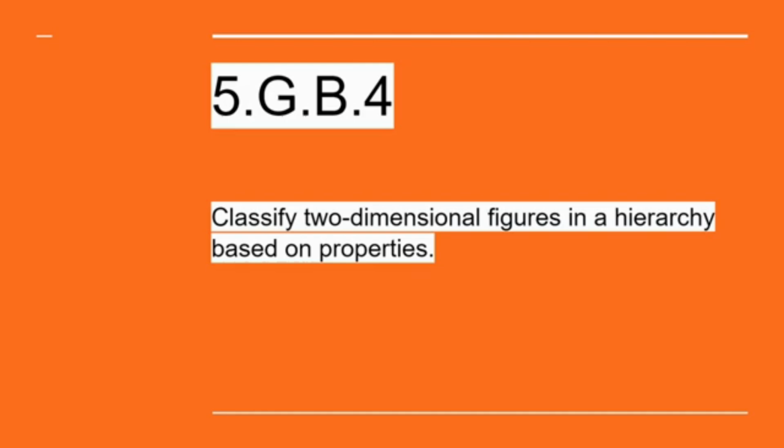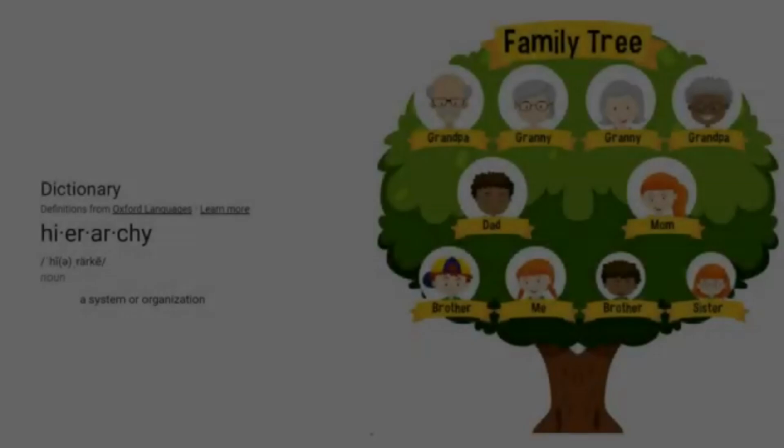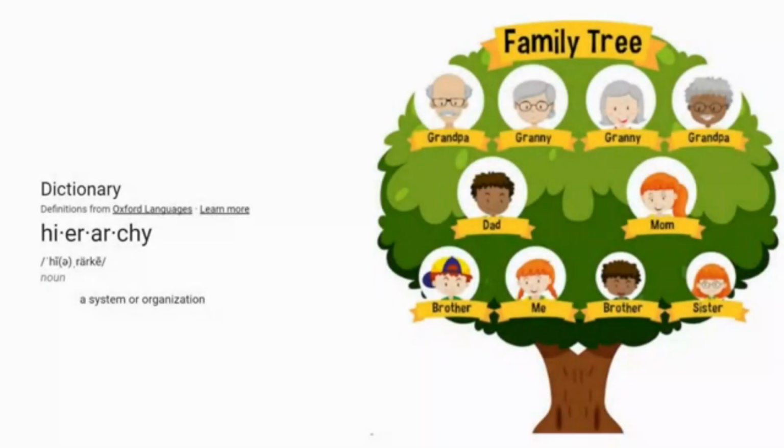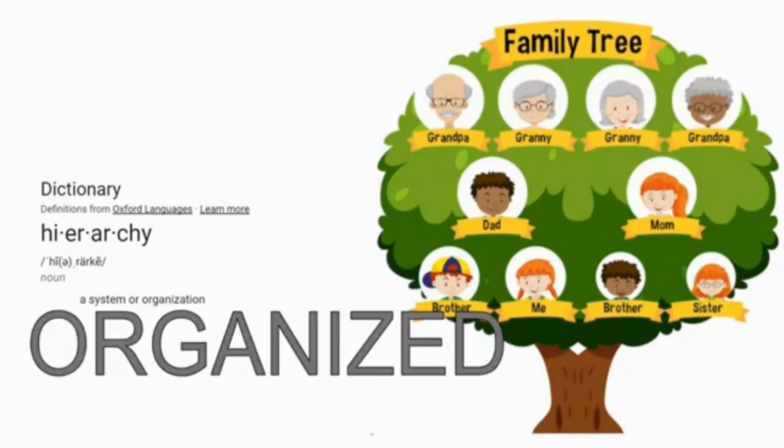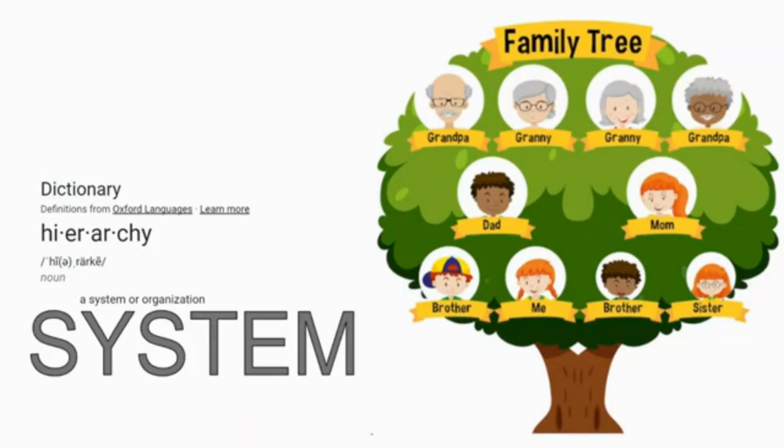Today we're going to be looking at standard 5GB4, classifying two-dimensional figures in a hierarchy based on properties. What they really want you to understand is that shapes are organized into a system, much like that of a family tree. For example, a family is organized, and it's a system, with grandparents and grandchildren.